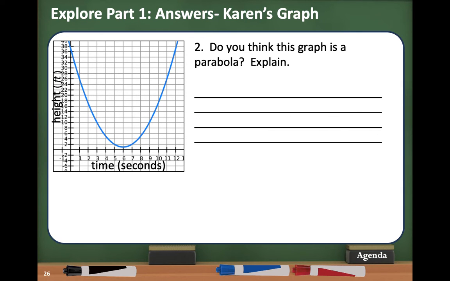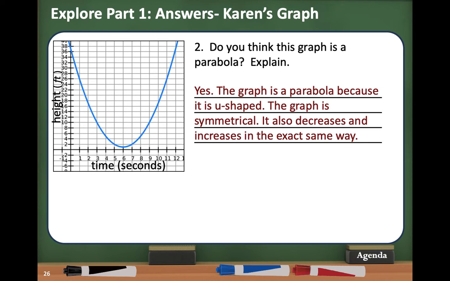And then I'll ask you, do you think this is a parabola? What did you say? Would you say this is a parabola? I would say yes. The graph is a parabola because it's still U-shaped. It's symmetrical. It increases and decreases in the exact same way. It's just kind of flipped over, right? Instead of being a hill, it's more of a U shape, right?